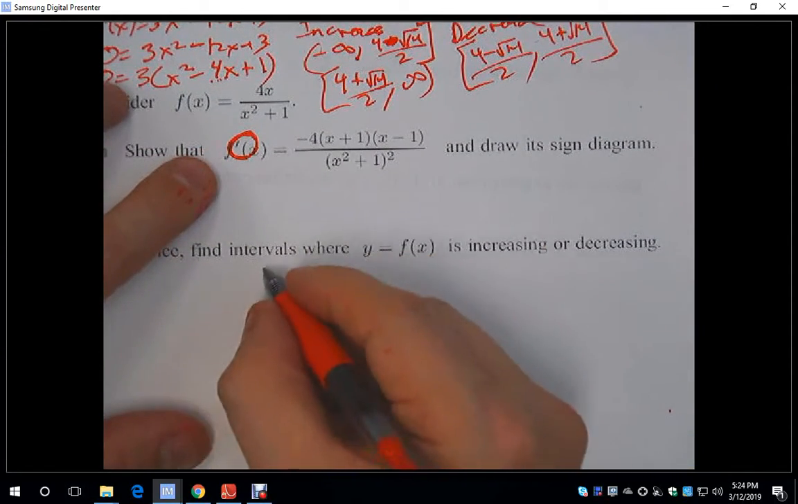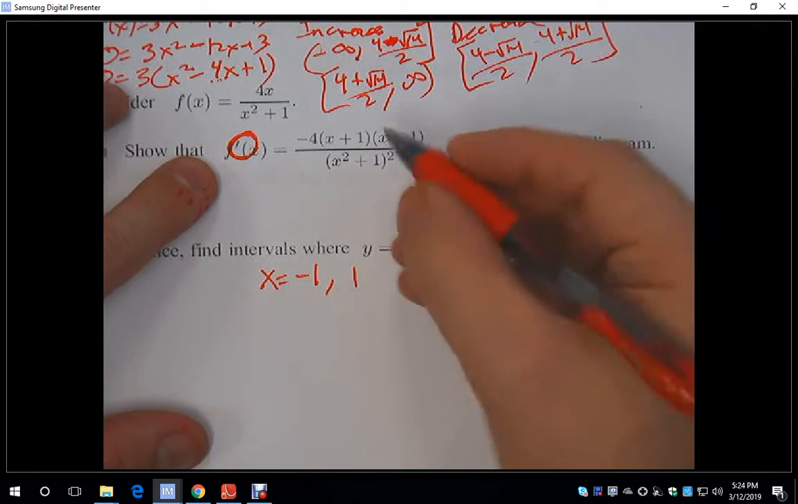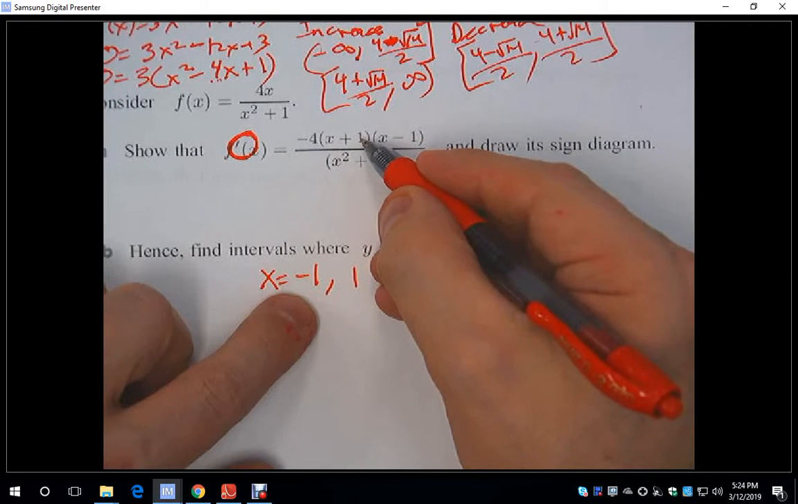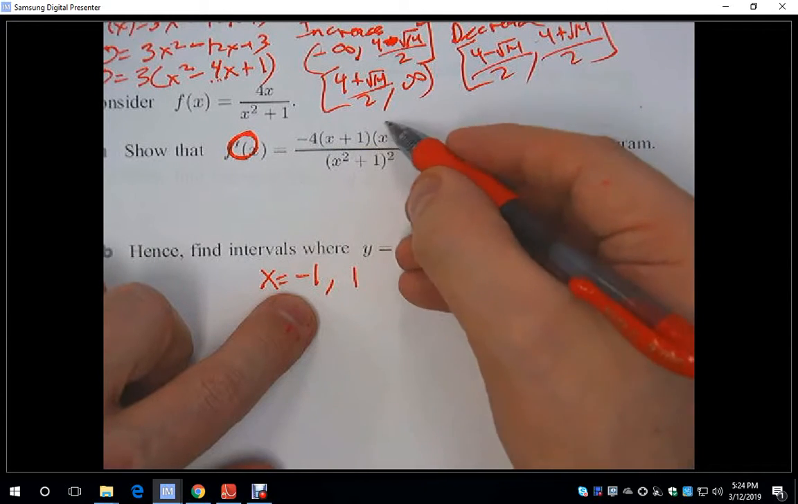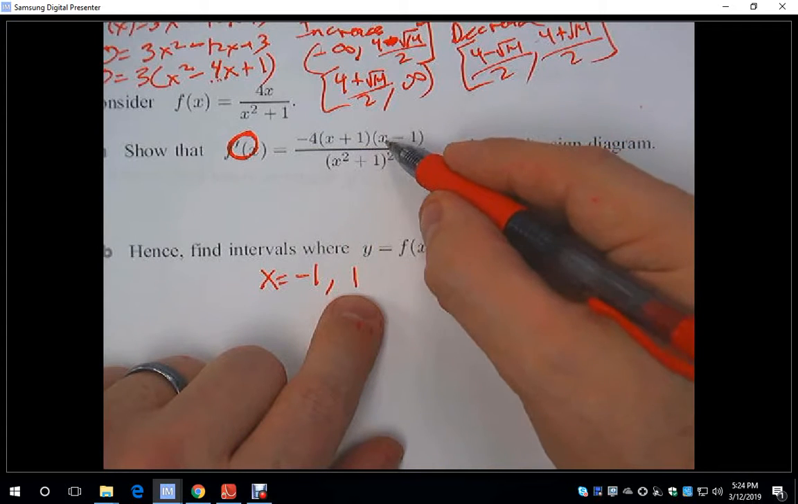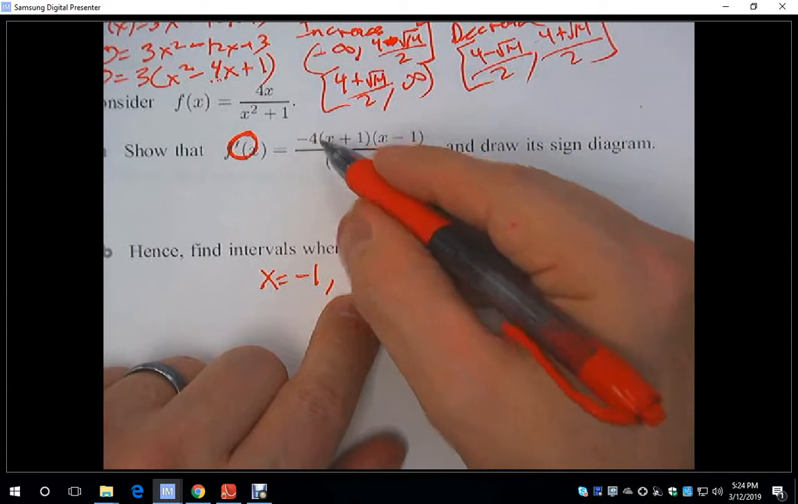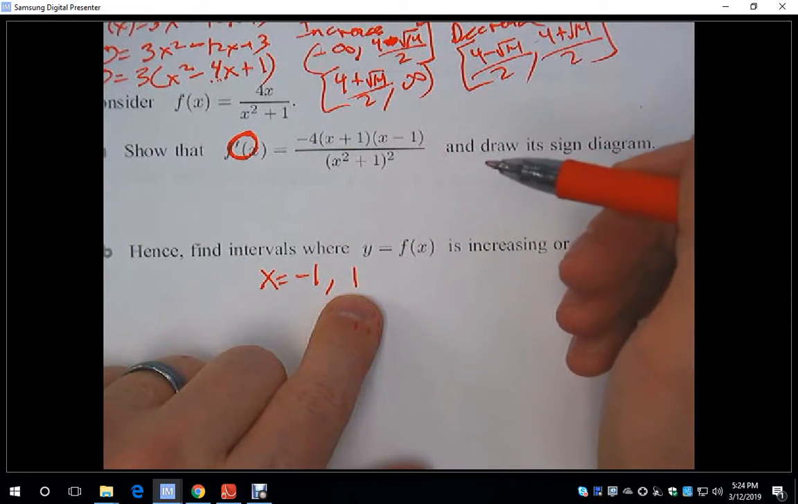Now, my stationary points then are going to be at -1 and at 1. Because if this x here is -1, then -1 plus 1 is going to give me 0, and then 0 times -4 is 0, and 0 times this quantity here is 0. So I have 0 over some quantity. Now, if this x over here is 1, then 1 minus 1 is 0, and then 0 times this quantity is 0, 0 times -4 is 0, and I have 0 over some quantity, which is still going to give me 0.